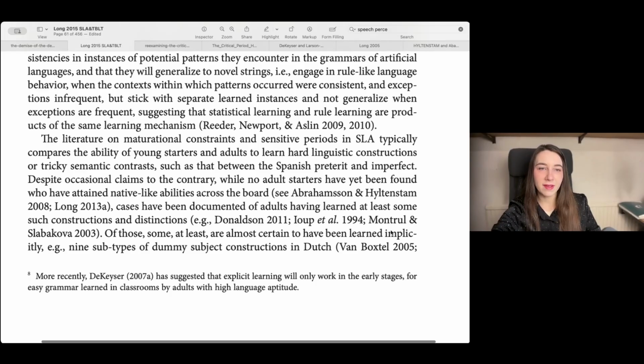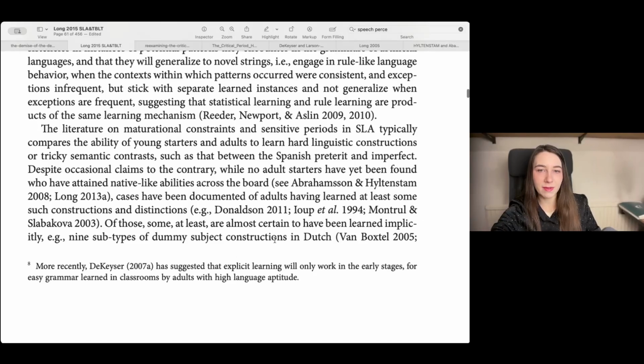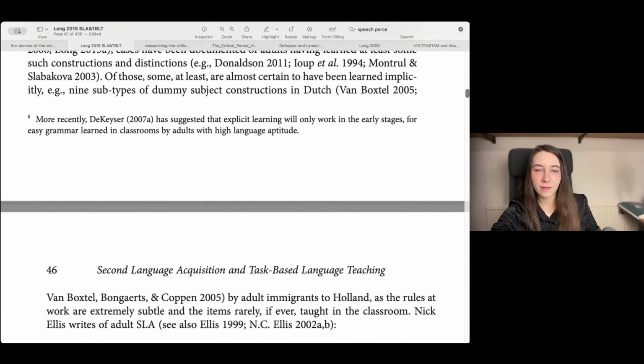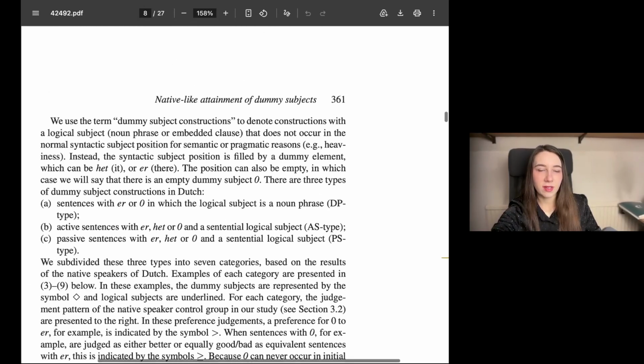Again, which annoys me. But the main point in this part is he's saying that if you take the most successful examples of people learning a new language in adulthood, there are tricky semantic contrasts that they're able to make. So there's an example, 9 subtypes of dummy subject constructions in Dutch. I think this is the study he was talking about.